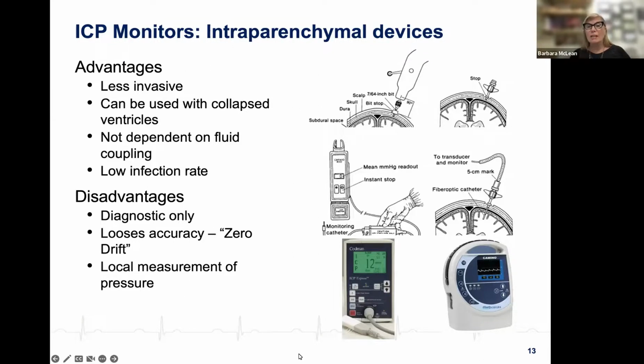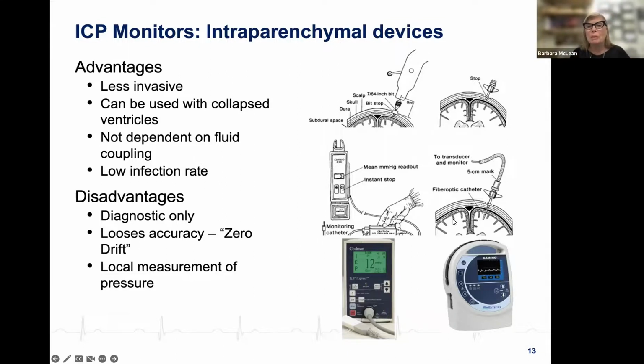These are the other devices, the intraparenchymal devices, typically called Camino or Licox or Codman devices. These can be used when we're not going to drain cerebral spinal fluid or it's already too late. The ventricles are collapsed and I can't get a ventriculostomy in there. So I'm just going to place a screw bolt into the parenchyma, either the subarachnoid space or the parenchyma itself. These are pretty good, but they are not quite as effective in terms of constant monitoring.